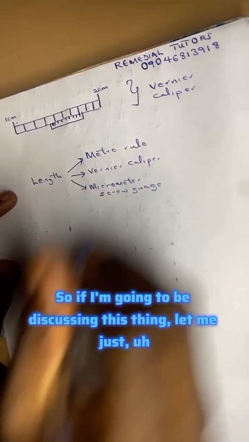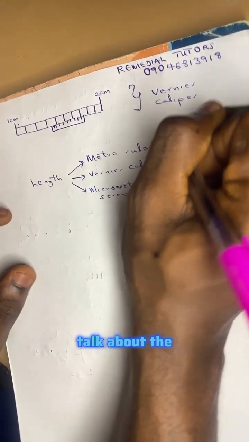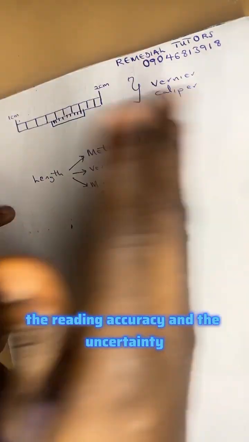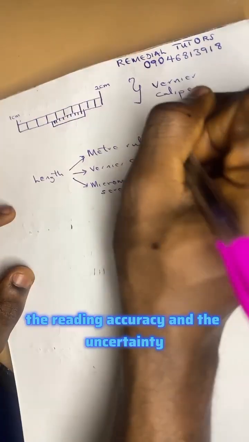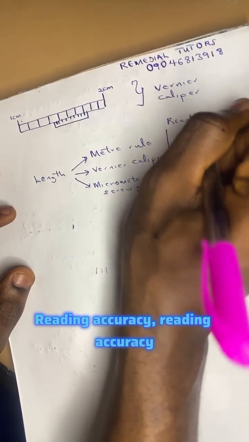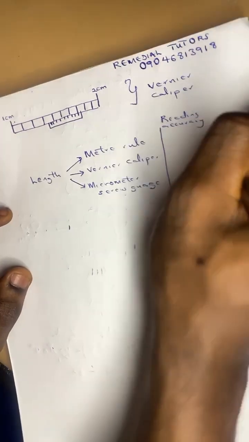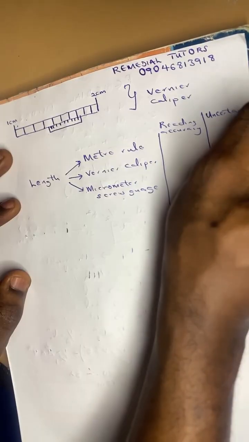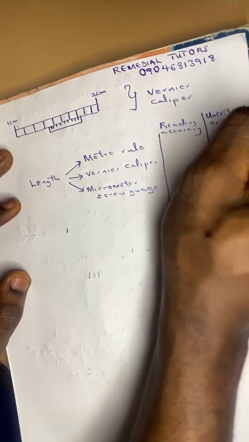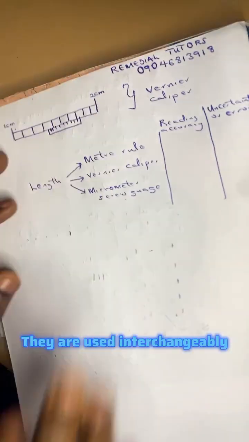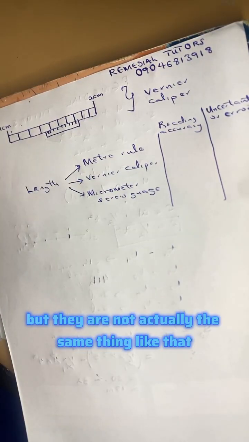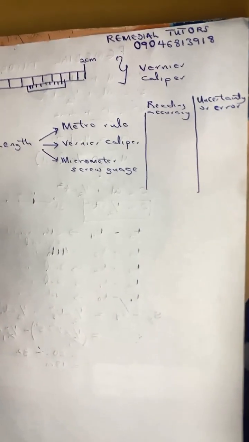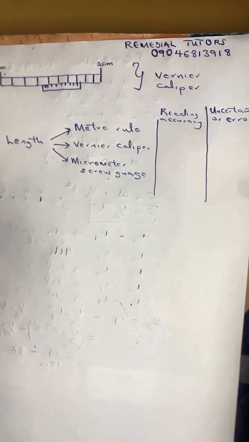Let me just talk about the reading accuracy of a meter rule, the reading accuracy and the uncertainty or error. They are used interchangeably, but they are not actually the same thing, but they are used interchangeably. So that's that about that.